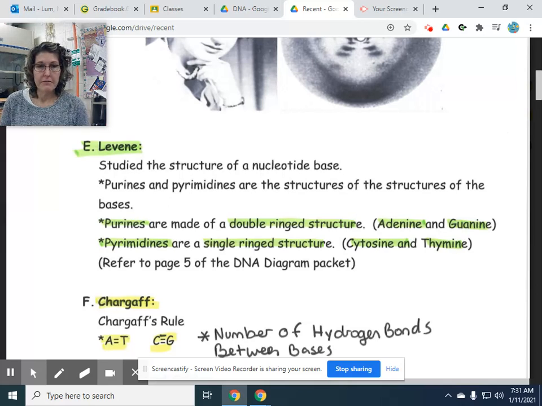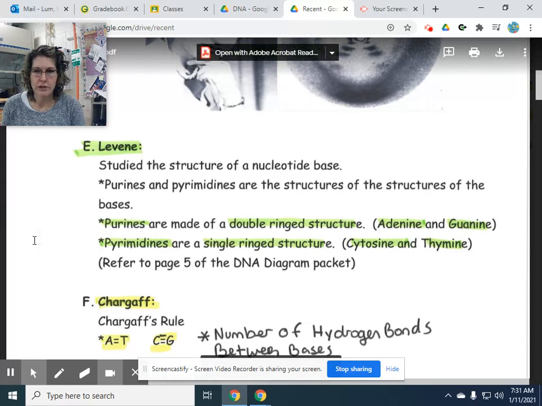So a scientist by the name of Levine actually studies the structure of a nucleotide base. So nucleotide: one sugar, one phosphate, one nitrogen base. And the nitrogen bases that we're going to look at here are called purines and pyrimidines. Purines, if you remember, and you'll see them within the diagram packet, are made up of double ringed structures. So those are those larger bases that make up the rungs of the ladder. If these are the sides of the ladder right here, these are the rungs that we walk up on. I need two bases to make up those rungs.